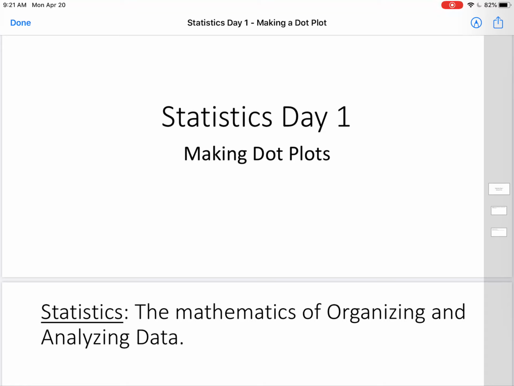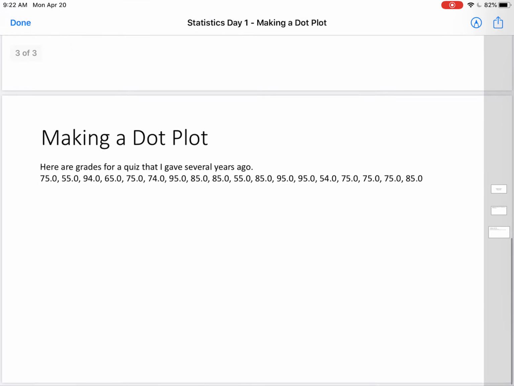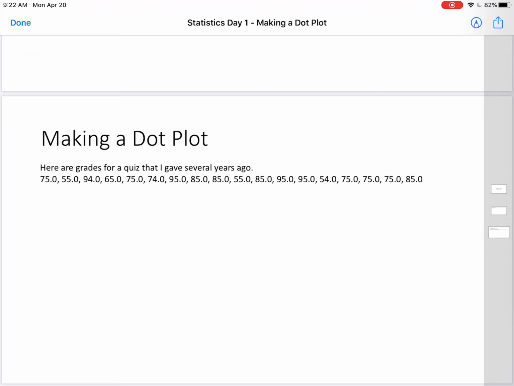The first thing we're going to do with this data is organize it by making a dot plot. Okay, let's do an example. Here is a set of grades for a quiz that I gave several years ago. You do not know these people. I don't even remember what year it was. I don't remember what class it was. This is actual grades from a quiz.